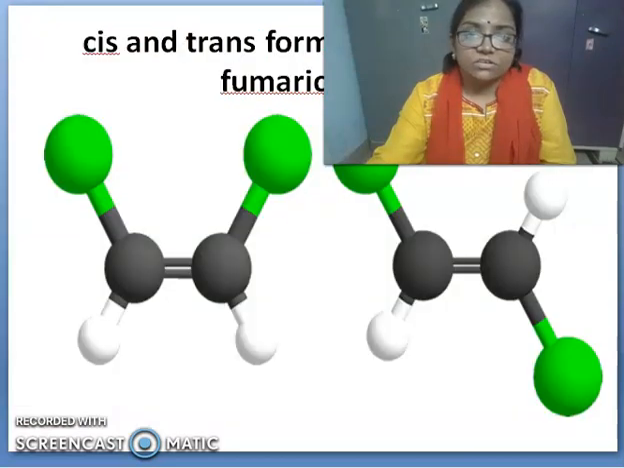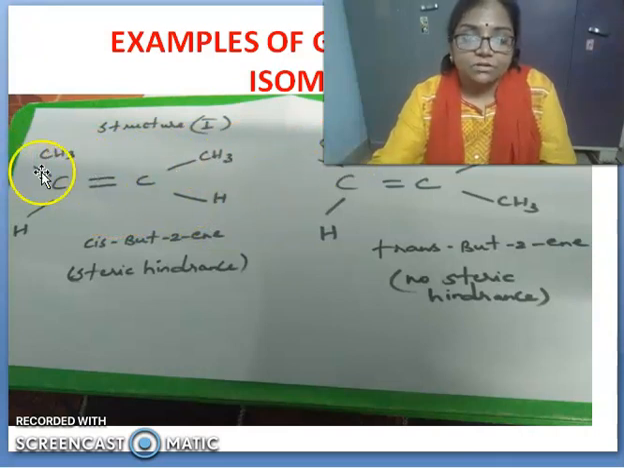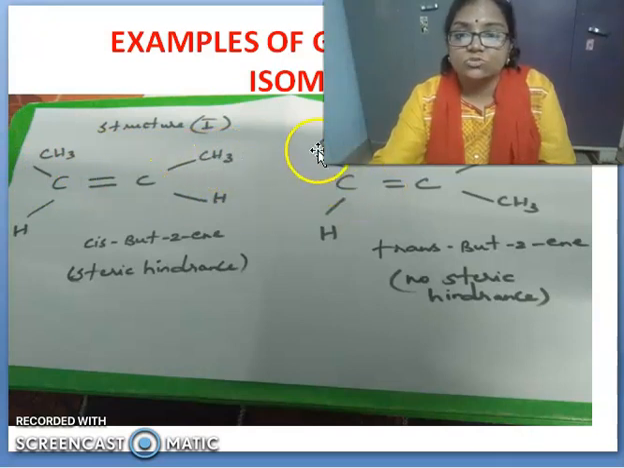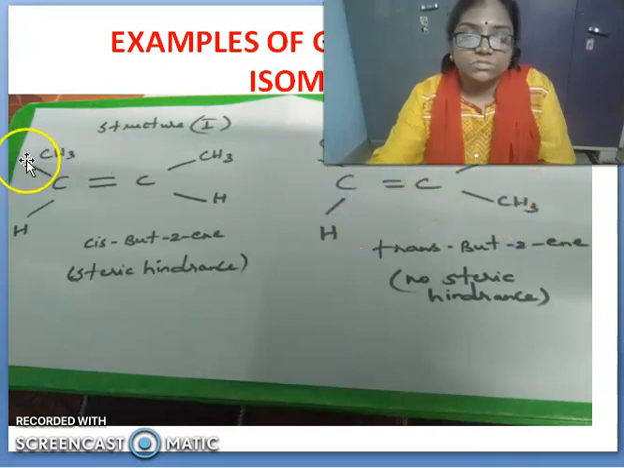One example I gave you is maleic acid and fumaric acid. The second example is cis-2-butene and trans-2-butene. This is cis-2-butene. Here also the similar groups are lying close to each other about the carbon double bond, whereas here the similar groups are placed oppositely. That is, they are trans to each other about the carbon double bond. So this is called trans-butene. This is called cis-butene.